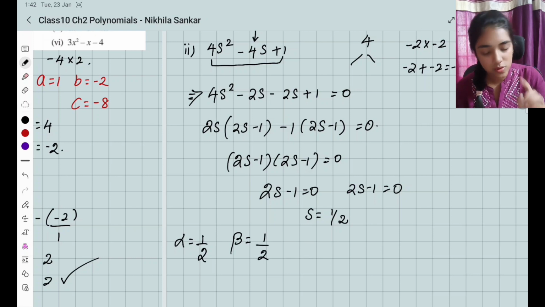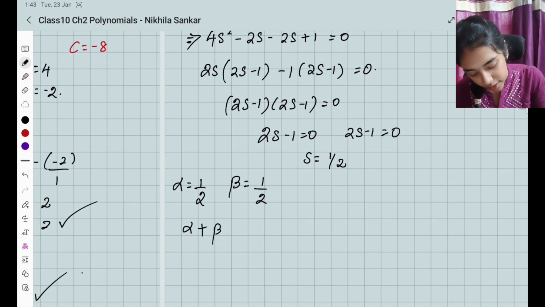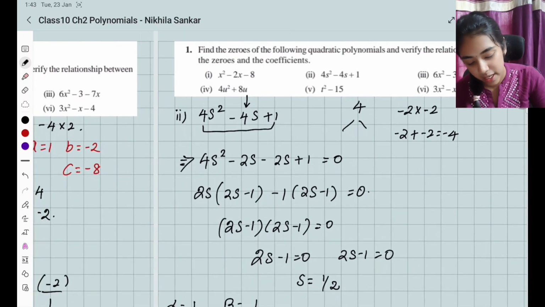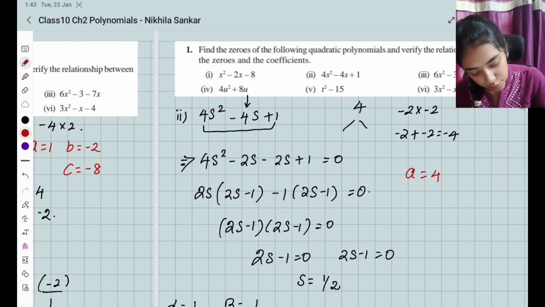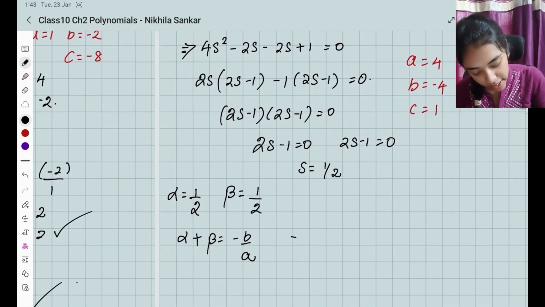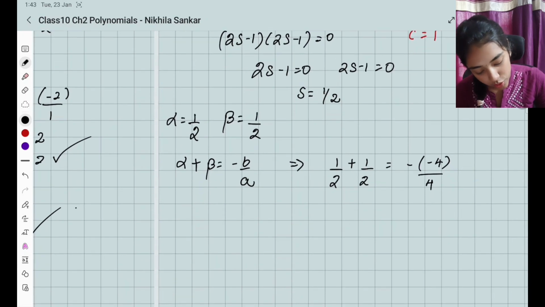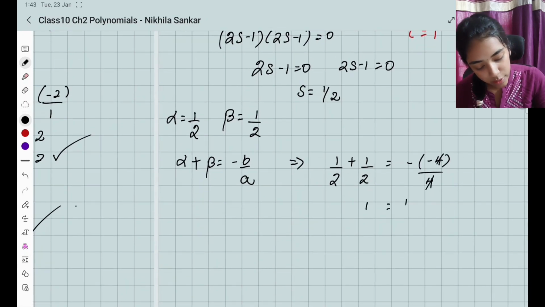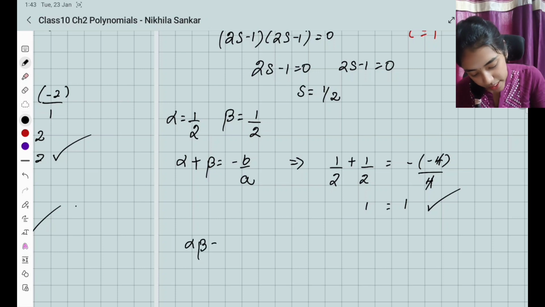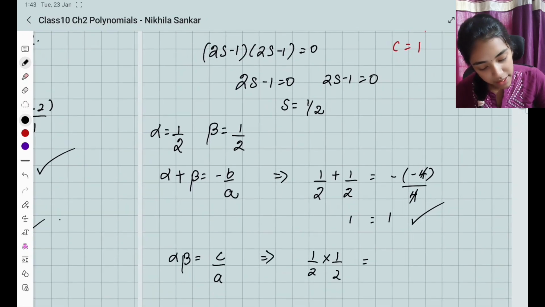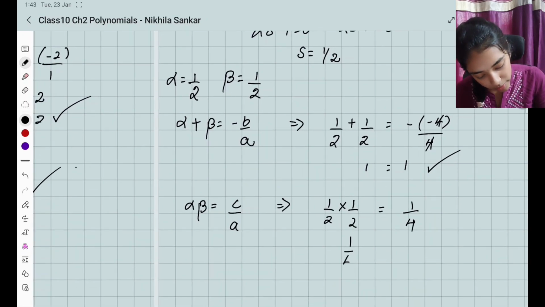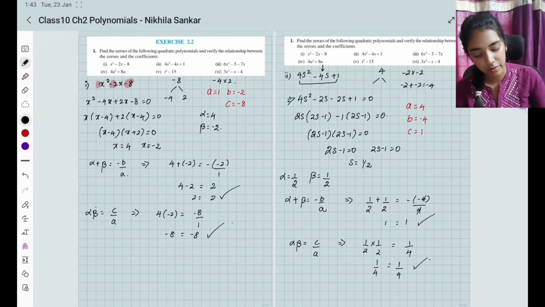You have equal zeros. Okay, so when I check the relation, you have alpha plus beta equals minus b divided by a. Shall we write the a, b, c values? So you have a equals 4, b equals minus 4 and c equals 1. So alpha plus beta is 1 by 2 plus 1 by 2 equals minus b, which is minus of minus 4 divided by 4. So half plus half is 1 equals 4 by 4, which is 1. This is also verified. Now alpha beta equals c divided by a. So 1 by 2 into 1 by 2 equals c by a, which is 1 by 4. So we have 1 by 4 equals 1 by 4. So this is also verified. Okay, please copy.